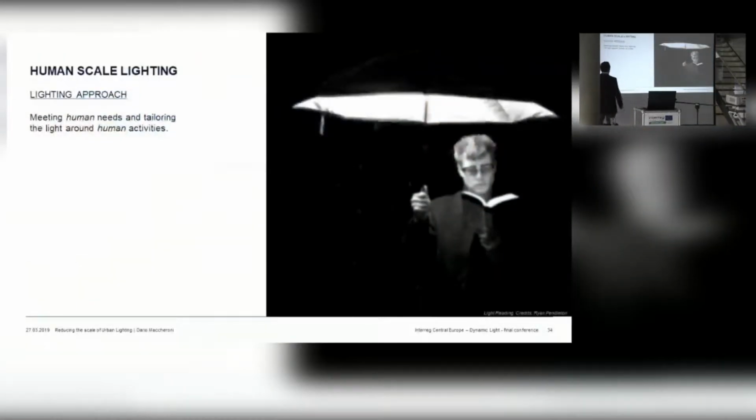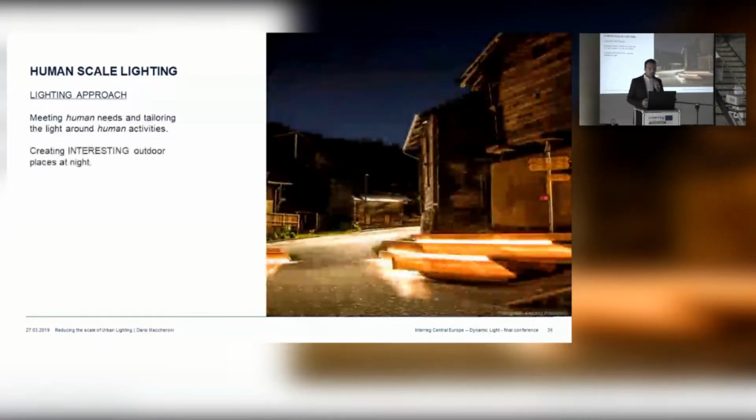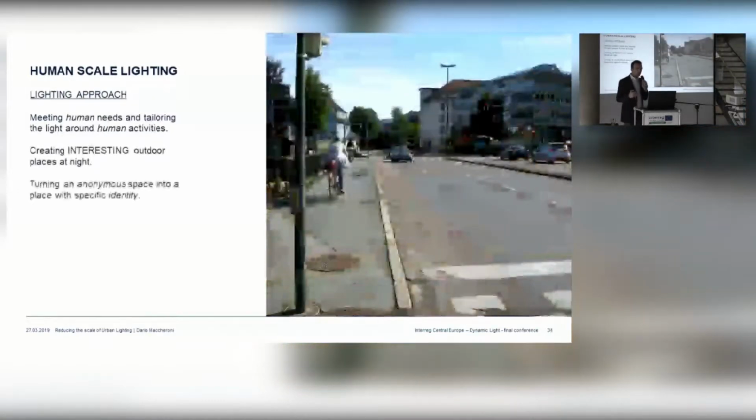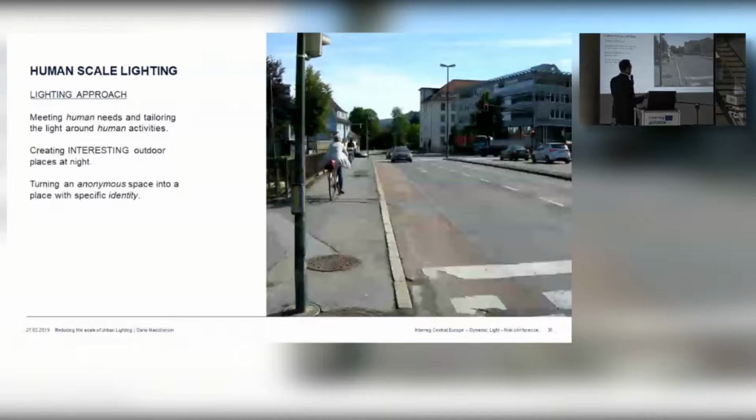So that is coming from the human scale lighting approach, so meeting human needs and tailoring the light around the human activities, creating interesting outdoor places at night, so again focusing on the right objects, and turning anonymous spaces into places with specific identity. This is just a rough example.